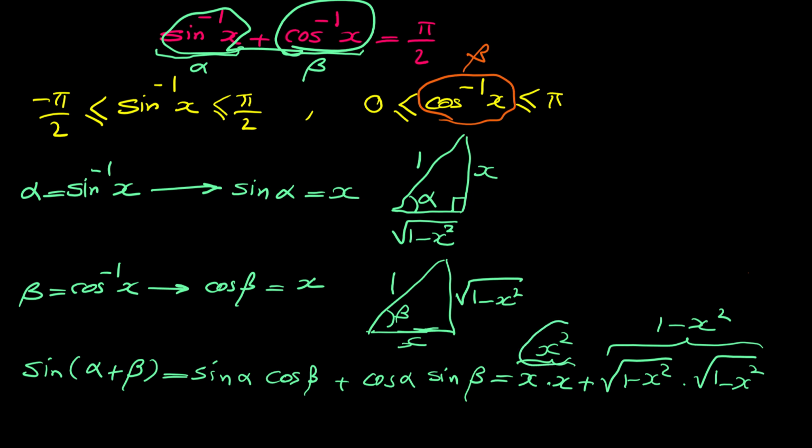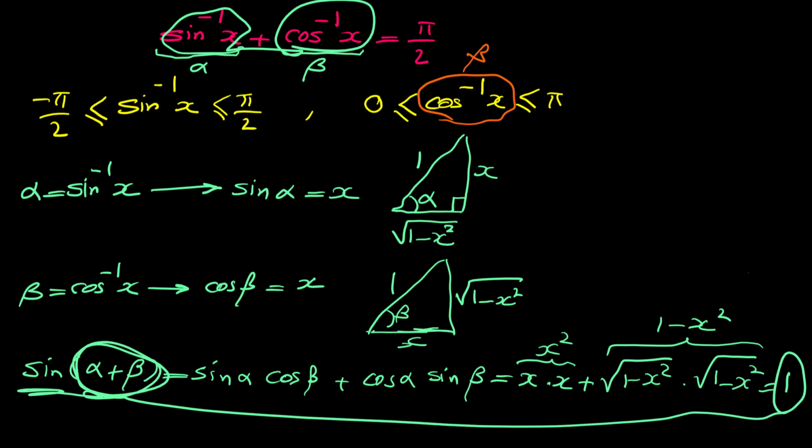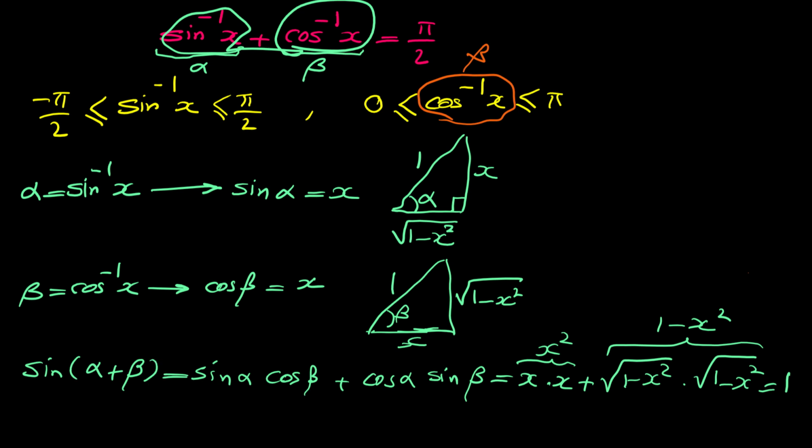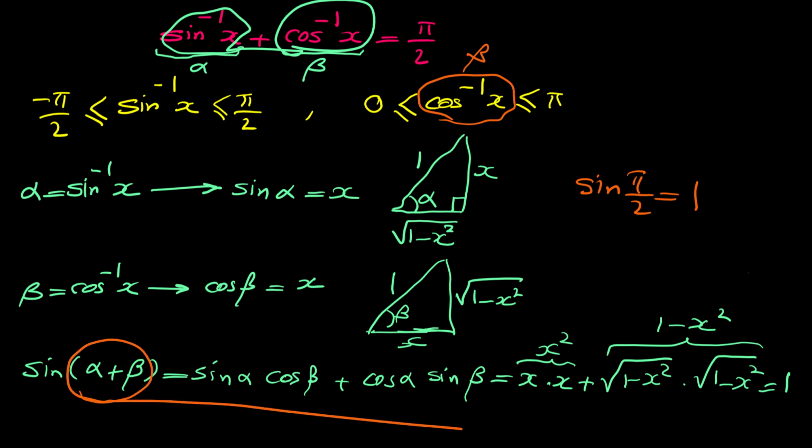Now if we add x to the 2 to 1 minus x to the 2, the sum of these two is 1. So this equals 1. So far, we have proved that sine of alpha plus beta is 1. Now from this, we want to conclude that alpha plus beta is pi over 2. Because remember, sine of pi over 2 is 1. Now we have this relation. Sine of this angle is also 1.